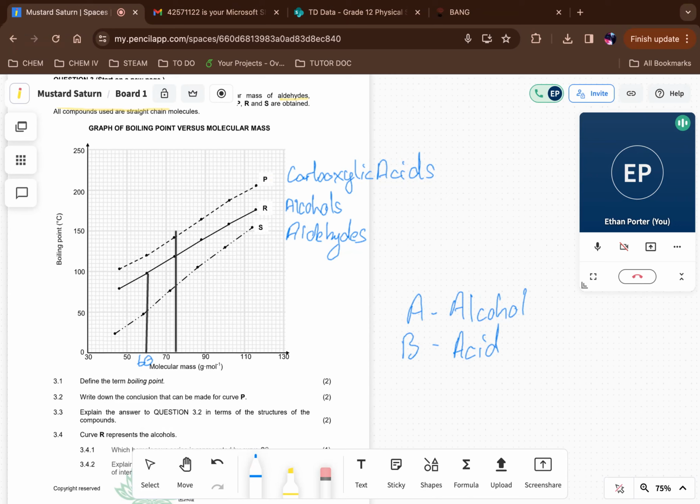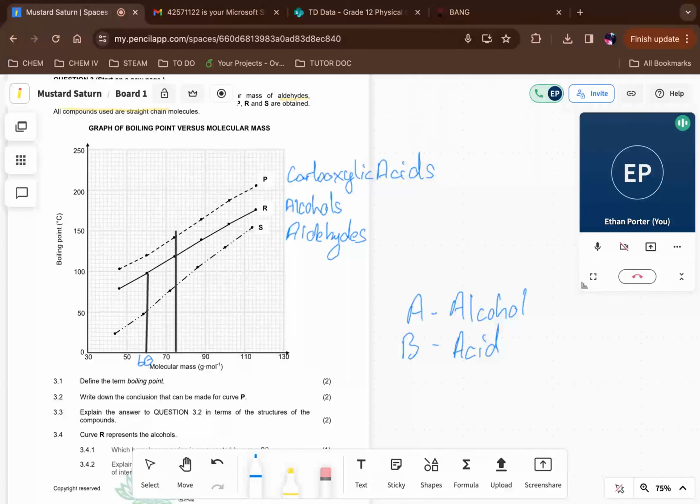So you basically have to talk about the different intermolecular forces available to these classes of molecules. You don't have to work out the exact molecule and then talk about that one in particular. You can just talk about alcohols versus carboxylic acids in general. So first of all, carboxylic acids, which is B, in addition to London forces, also have dipole-dipole forces, and they have two sites for hydrogen bonding.